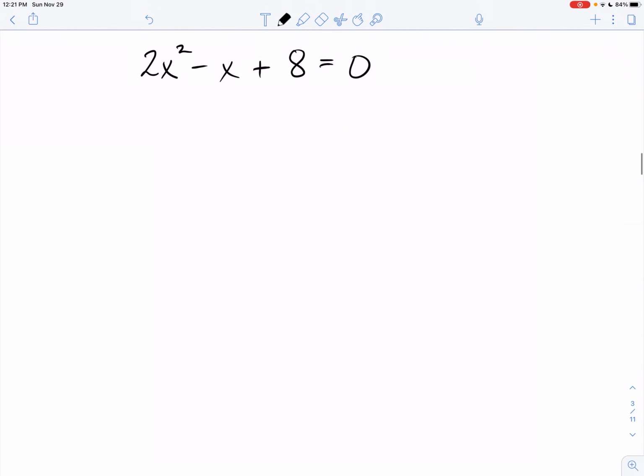This is not one of them, though. This is where you guys should pause this video and try to do this problem, and then start it back up and follow along with me and see if you got the right answer. So pause it and do it.